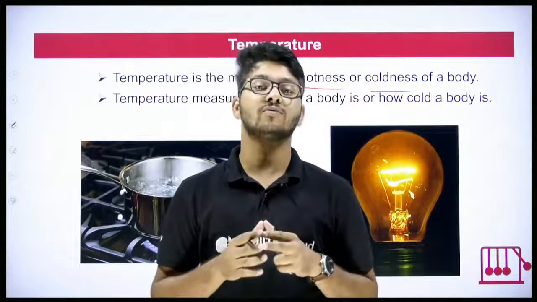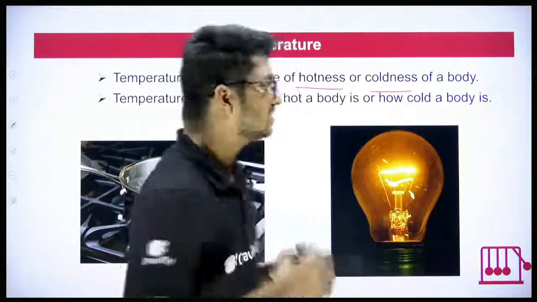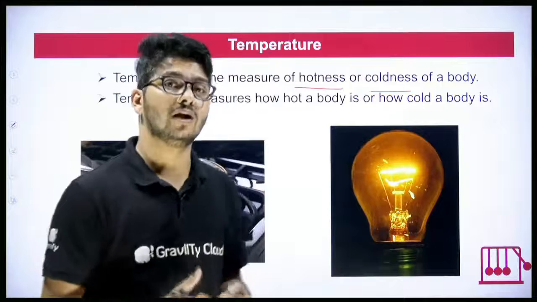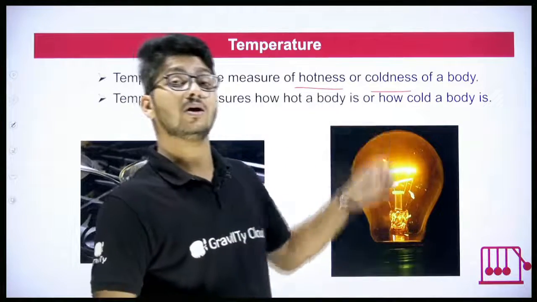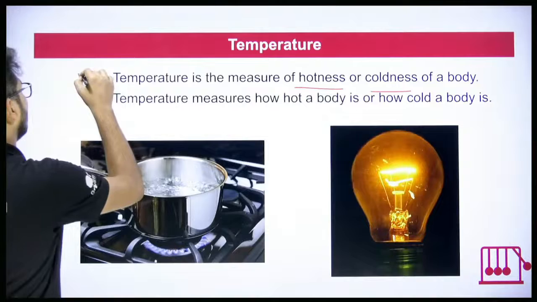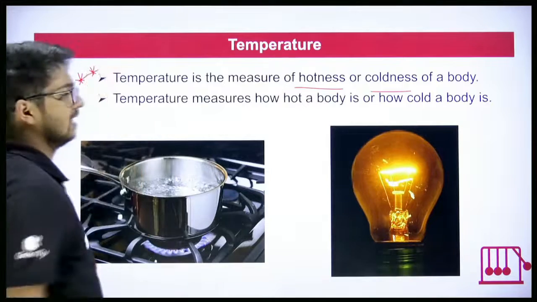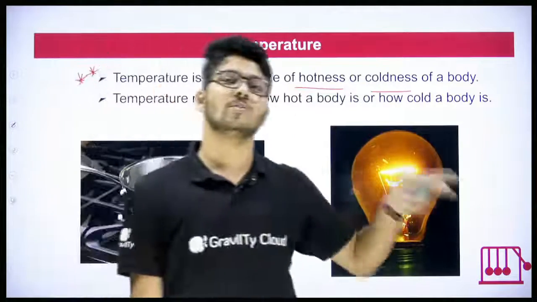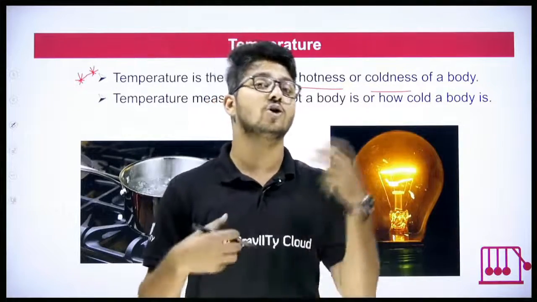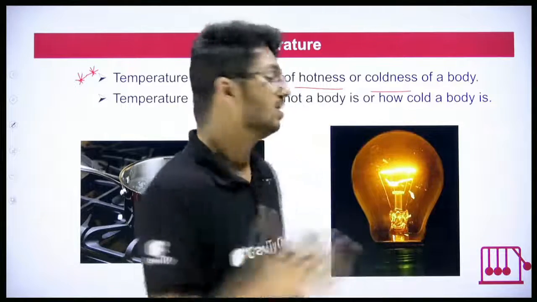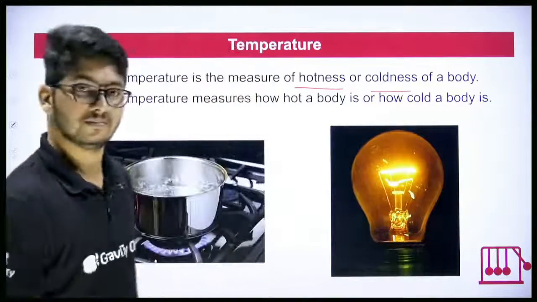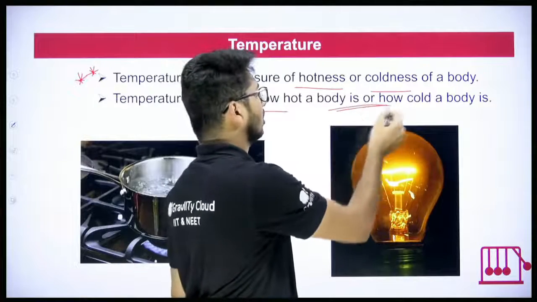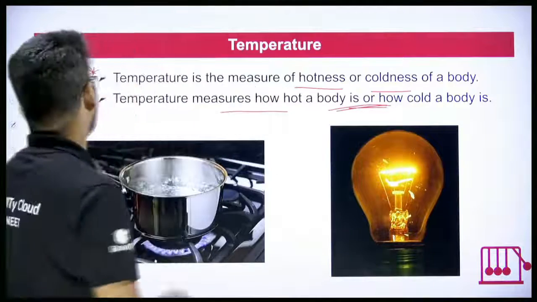To measure the hotness of the body. So temperature is a quantity that we use to measure how hot or how cold a body is. To measure the hotness or coldness of a body. So understand, heat and temperature are completely different. Heat is a form of energy that will flow from a hot body to a cold body. But how hot a body is, how cold a body is, we tell using temperature. Got it?